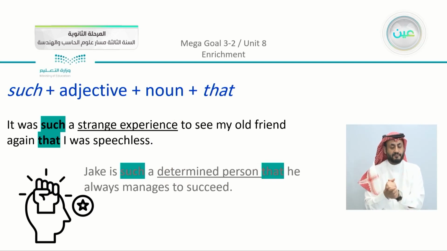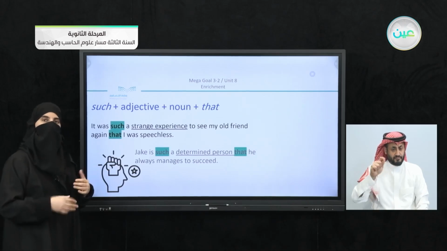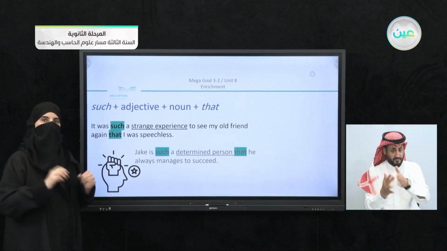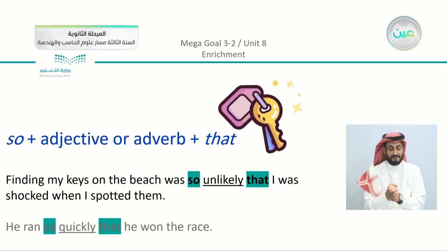Now, we can use either such plus the adjective, noun, and that. So, for example, it was such a strange experience to see my old friend again that I was speechless. So you can see that they do not follow after each other, but they are very important parts of the sentence. Jake is such a determined person that he always manages to succeed.